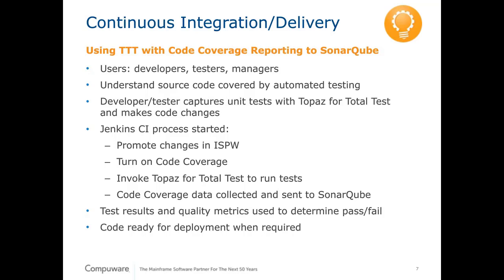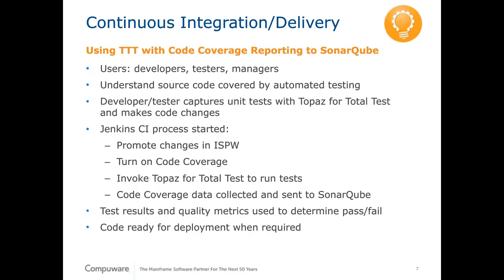That is why we have introduced the integration of code coverage with Topaz for Total Test and SonarQube, all driven by Jenkins. Used by developers or testers in their day-to-day work and by managers for reviewing the quality metrics, the process is to capture the unit test in Topaz for Total Test before making the coding changes. After modifying the code, Jenkins would kick off the process to tell ISPW to do a promotion of the changed code. Stage code coverage to capture the quality metrics as you're running the Topaz for Total Test unit tests, which now are collecting that code coverage data, and then feed that data into SonarQube for analysis and reporting. If SonarQube passes the changes according to quality thresholds established by your company, the code is ready for deployment whenever that is required. Sounds great, doesn't it?